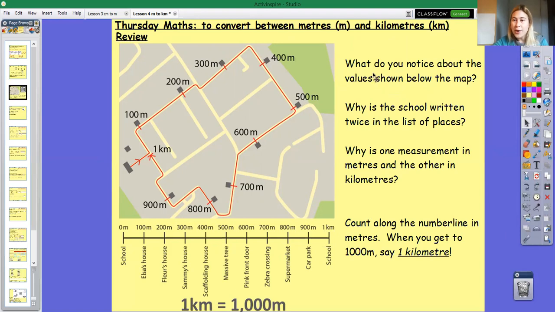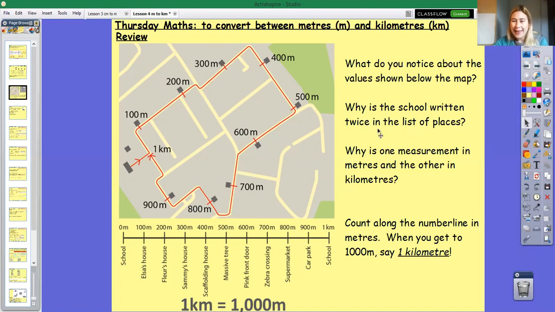Okay, super. So what do you notice about the values on the map? Hopefully you notice that we are counting up in hundreds. So this looks like a map, a bird's eye view, a plan view of a place. And it looks to me like they're starting in a certain place and then they're going to different locations on that map. And we've got the measurements for how far those distances are, okay?